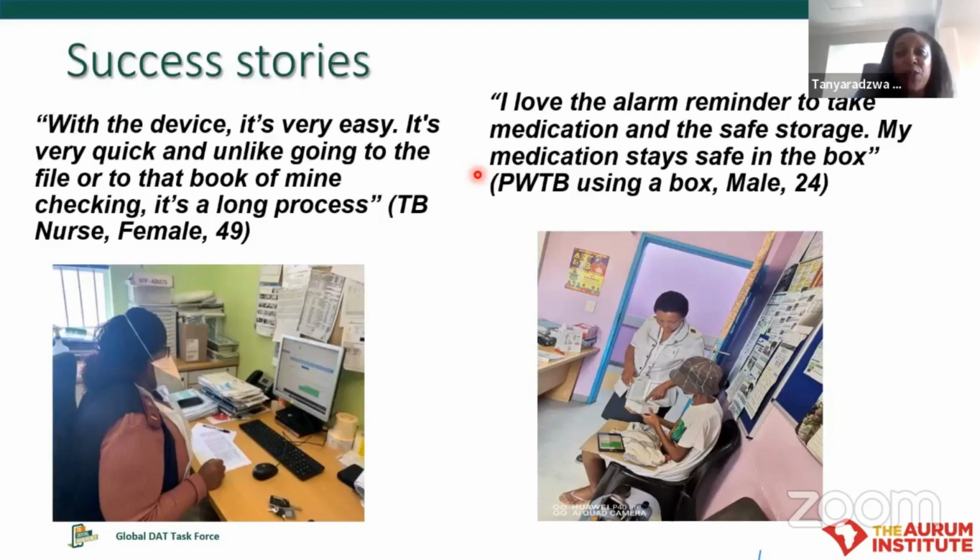These are two quotations from the success stories we had. One of the female TB nurses said, with this device, it's very easy, it's very quick, unlike going to the file or that book and checking, which is a long process. Here they were appreciating the convenience of this electronic adherence platform instead of manually checking TB patients' files. And this person with TB said, I love the alarm reminder to take medication and the safe storage. My medication stays safe in the box.